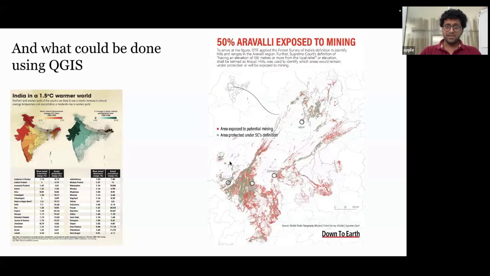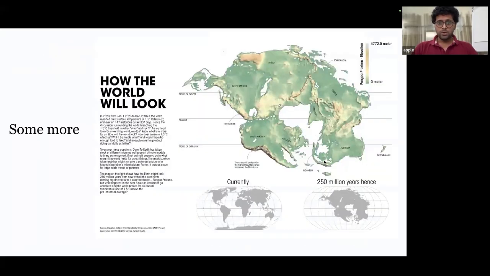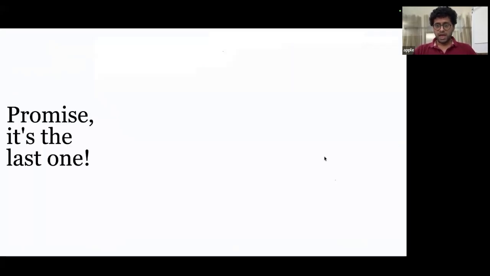The second one here is a map of Aravalli that we mapped. Aravalli was in the news, remember, in December, when the court allowed mining. The red spots that you see are the places in Aravalli which will be exposed to future mining operations. So these are the kind of analysis that you can do. Moving on some more, this is how the world is going to look 250 million years from now.